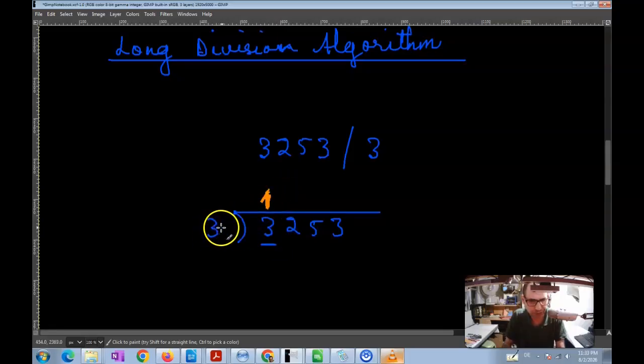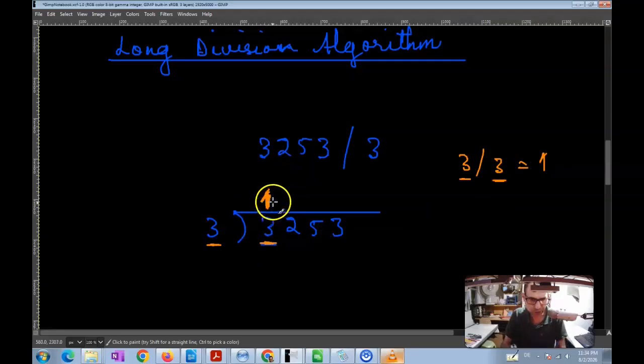So we say 3 goes into 3 one time, or what that means is 3 divided by 3 is equal to 1, right? So 3 divided by 3 is equal to 1. Now this 3 is this 3 over here. This 3 is this 3 over here. And then the 1, I've written it on top of this.